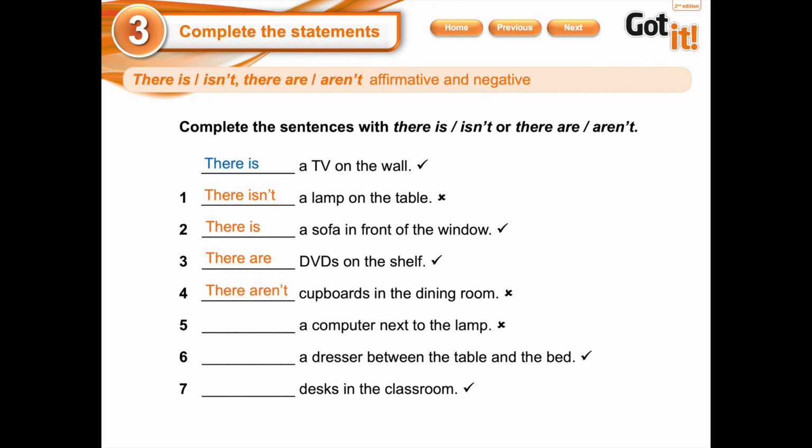Let's go with number 5. It says a computer next to the lamp. It's only one computer and it is a cross. So there isn't. Then we have number 6, a dresser between the table and the bed, and pay attention that you have the word a. So it means that it's only one, and it is positive, there is. And then finally we have desks, and you have the s at the end, so it's positive, there are.